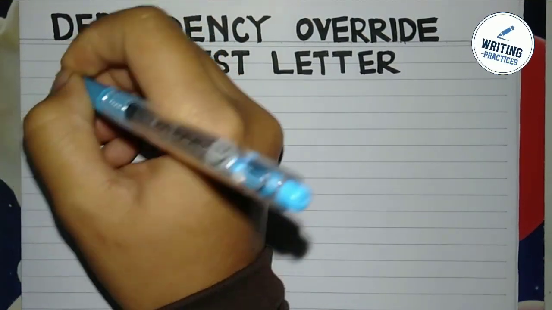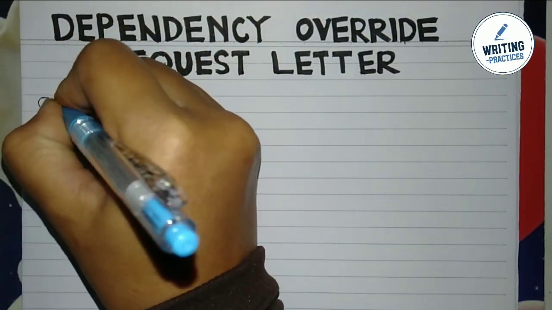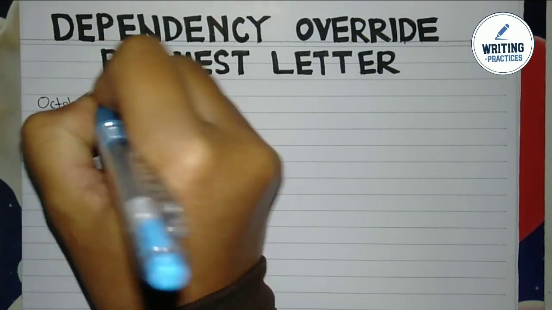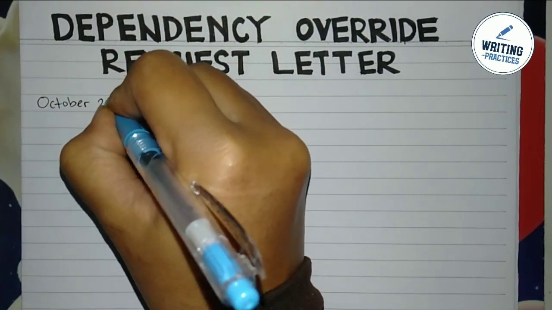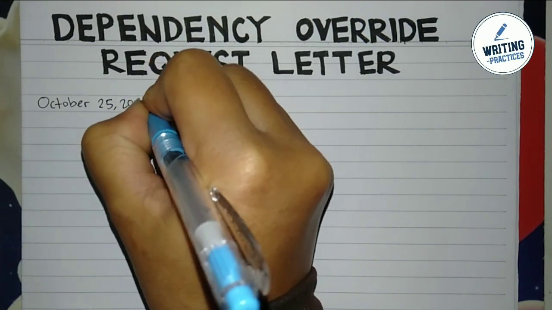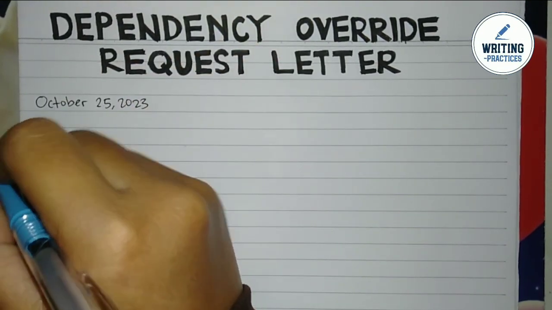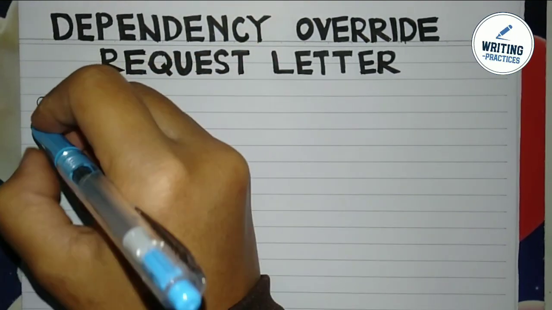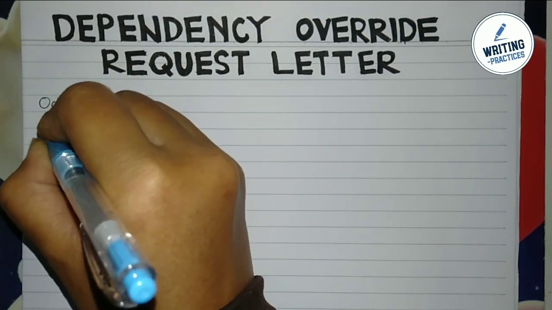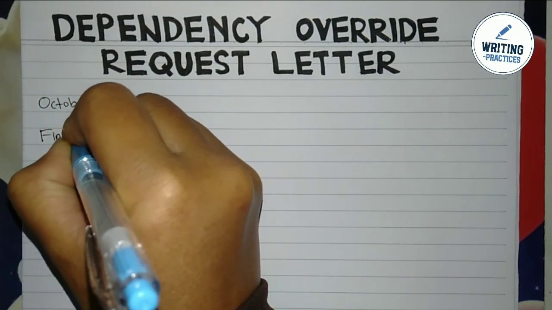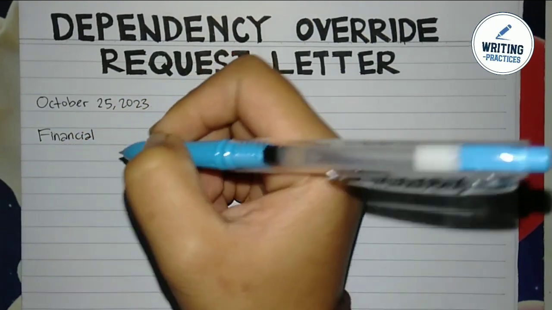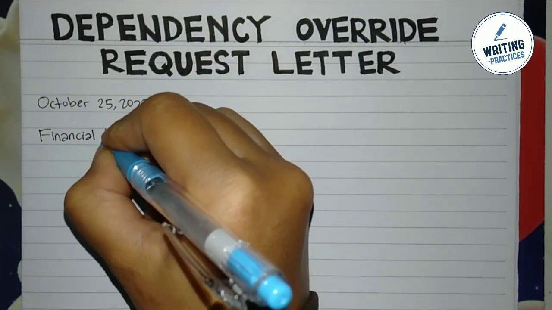Today, we are going to learn how to write a Dependency Override Request Letter. What is a Dependency Override Request Letter? A Dependency Override Request Letter is a formal request made by a college student to their school's financial aid office. It asks for a change in the student's dependency status, typically from dependent to independent, for financial aid purposes.